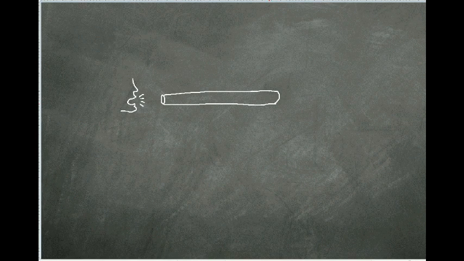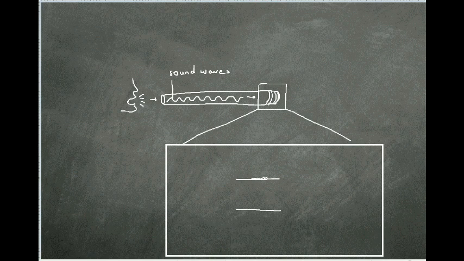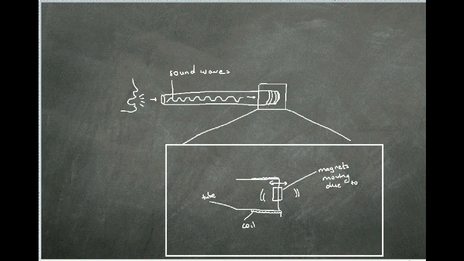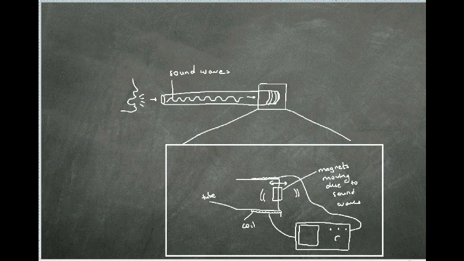So let's come back to our microphone. As you can see, air is compressed and expanded by our voice on one end of the tube. These sound waves move through the tube and move the magnets back and forth within the coil, which induces a current that's picked up by the oscilloscope and displayed on the screen.